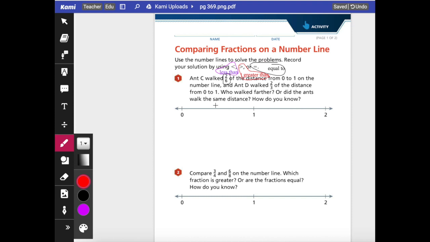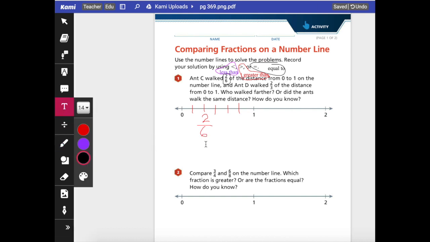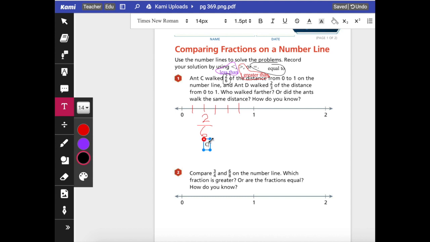So what I do when I want to separate into 6 is first make it into 2 parts, then separate it into thirds. So 3 and 3 are on each side. So now I'm separating into thirds. That way I have equal parts. So Aunt C walked 2/6. I'm going to write right below that C for Aunt C.